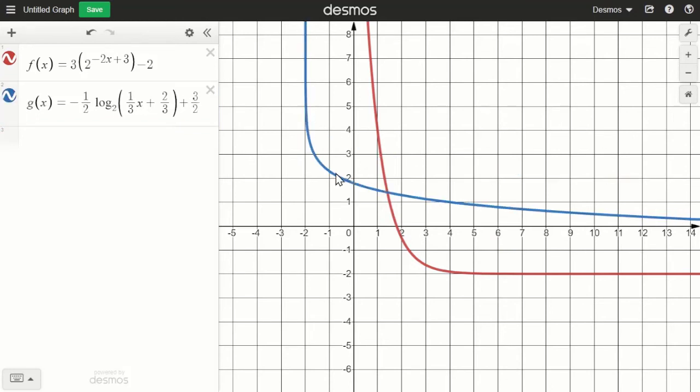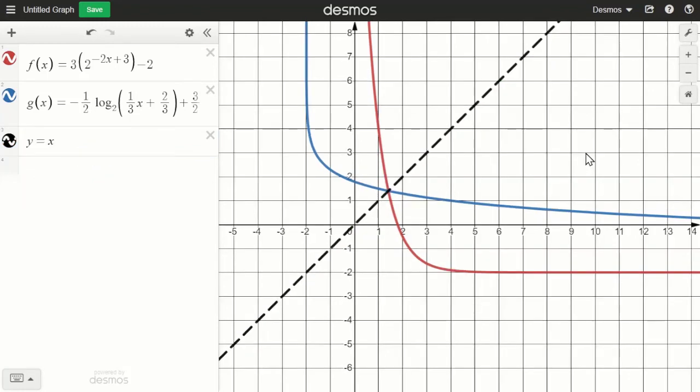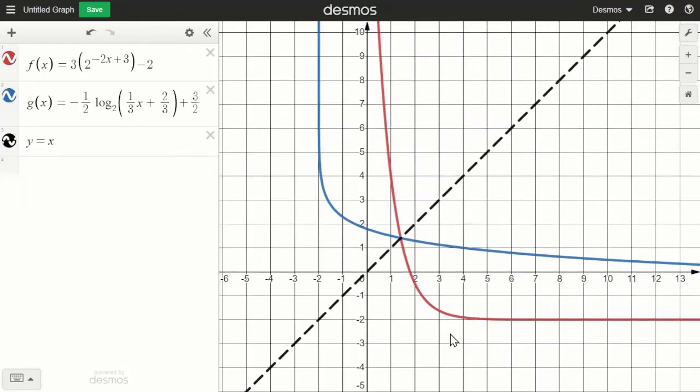Now the two graphs look exactly like mirror images of each other through the 45-degree line. So let me even put in the 45-degree line right there. That's the famous line y equals x. And now I can just go ahead and change the color to black and put it in dotted ink. And that's the picture.